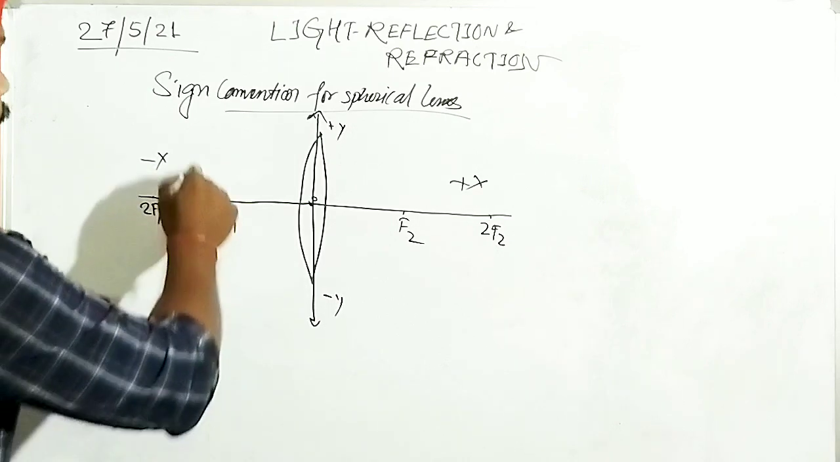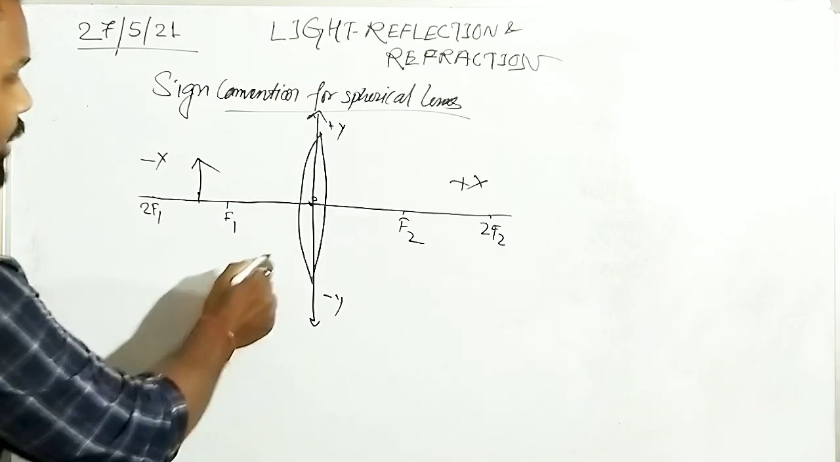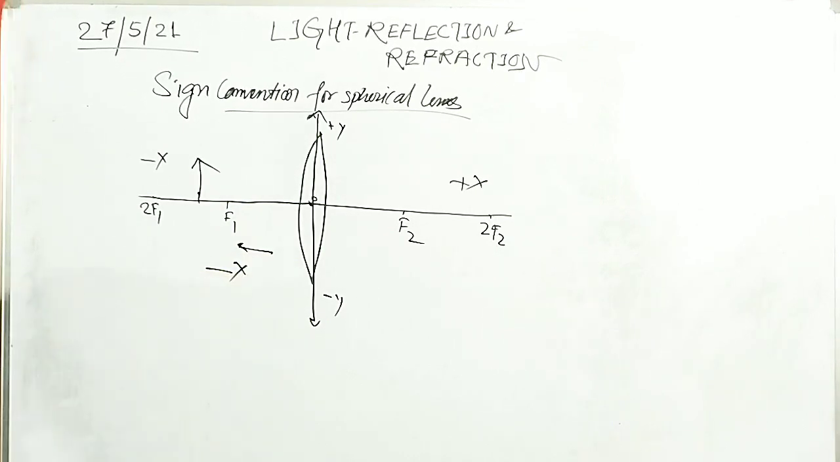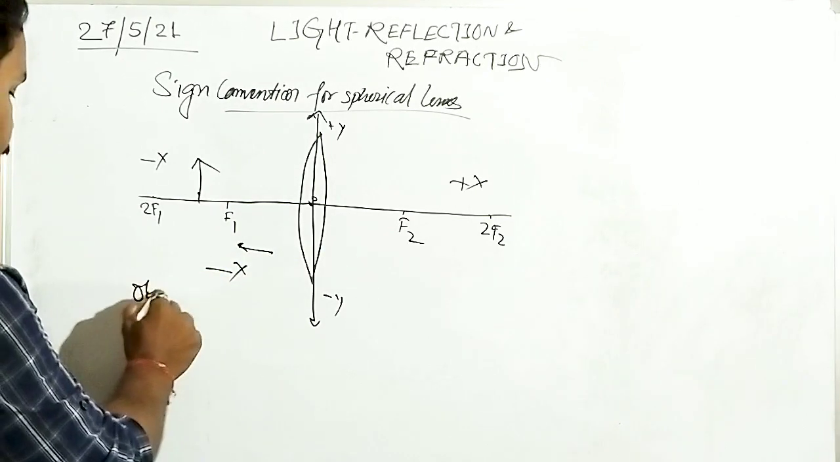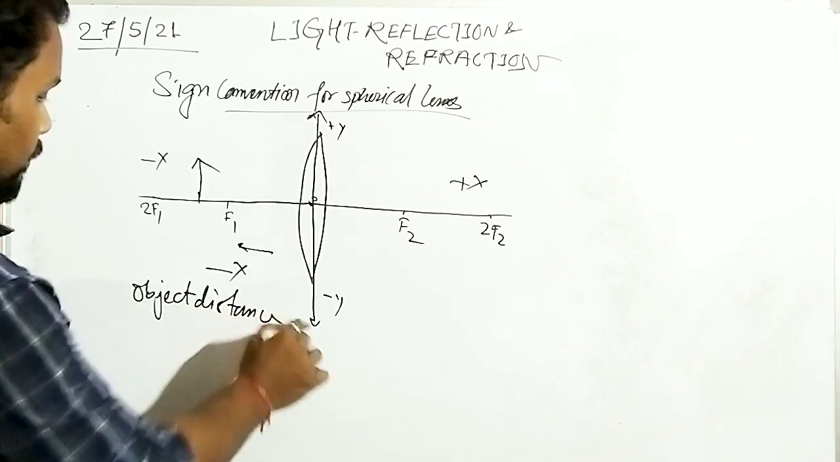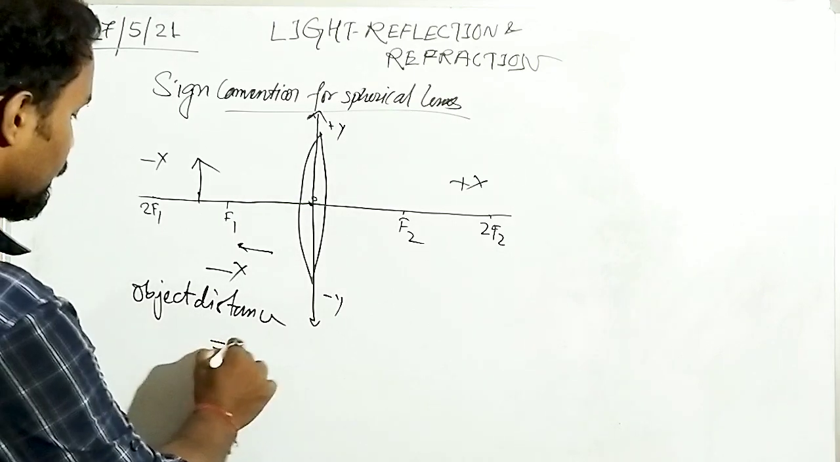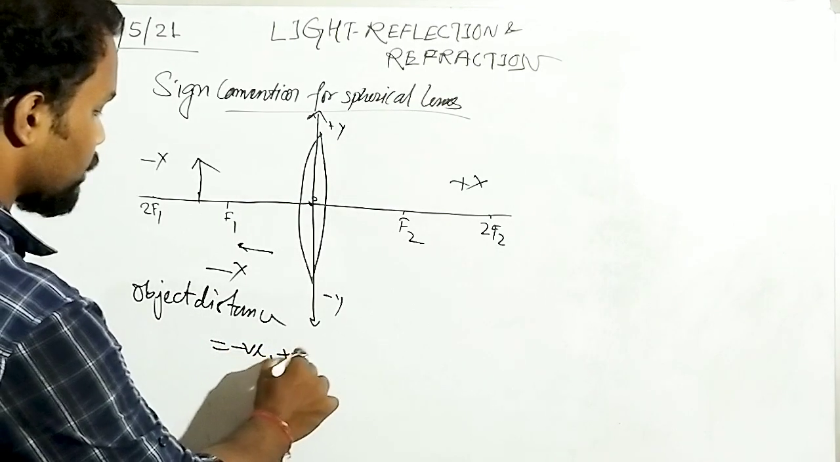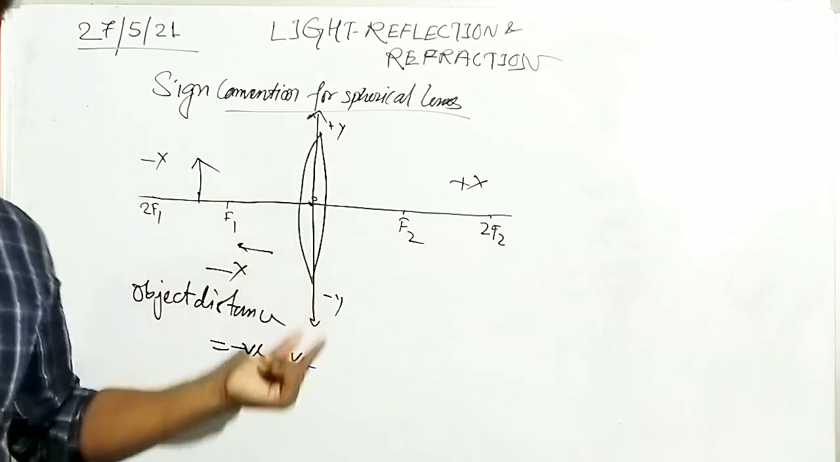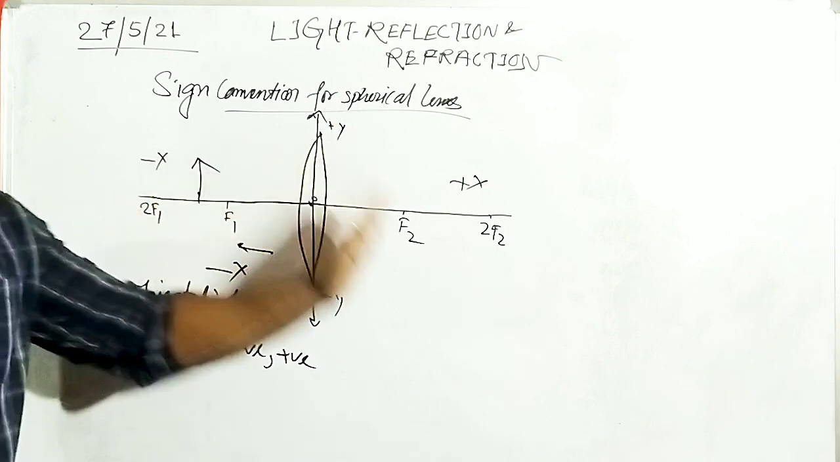So what we are going to do is, whenever we put the object on the left side, that means the negative x-axis direction. So the object distance is going to be both negative and positive, because in case of lenses, we can put the object on the left side too or the right side too.